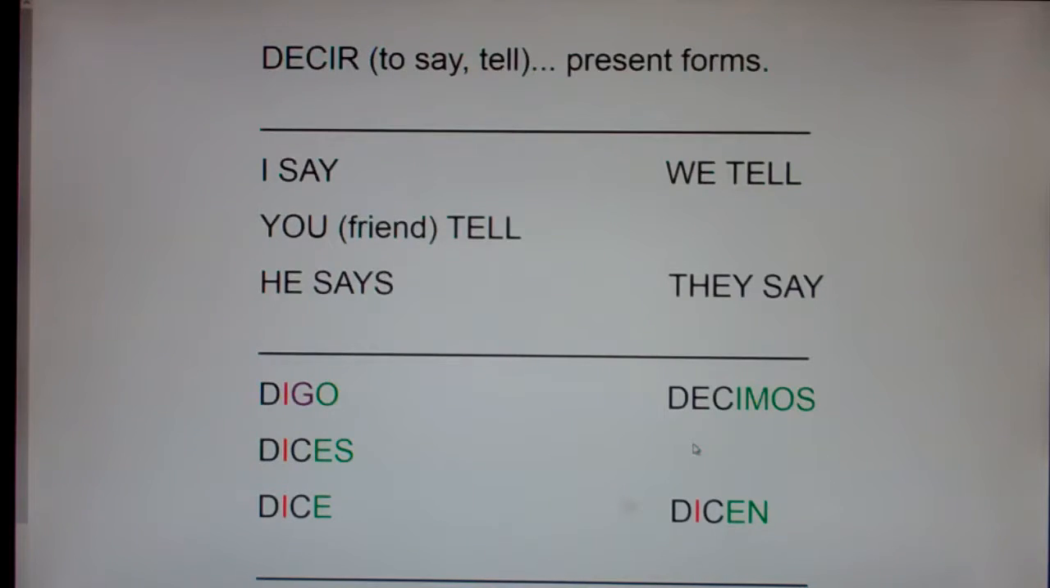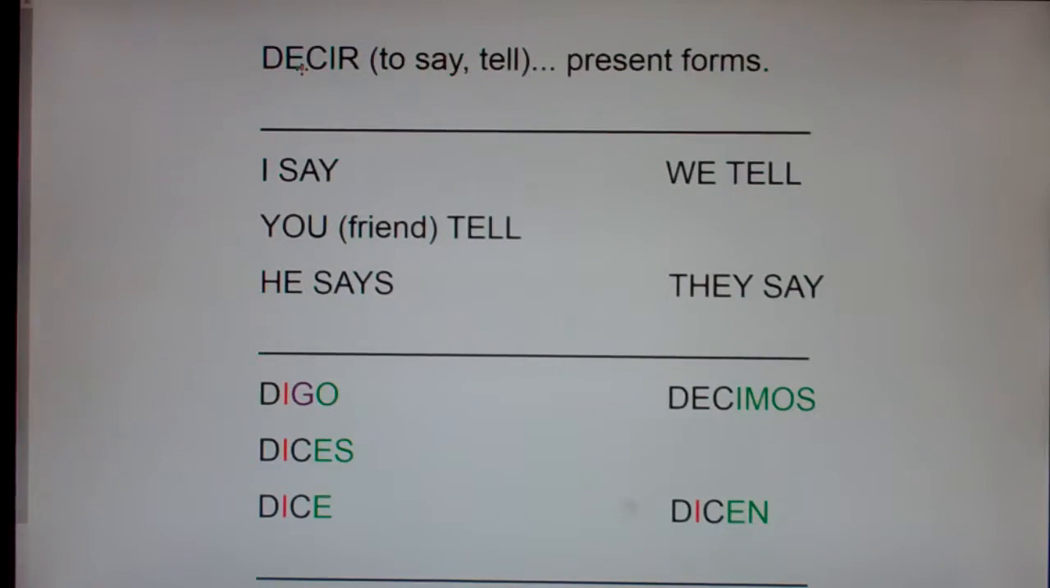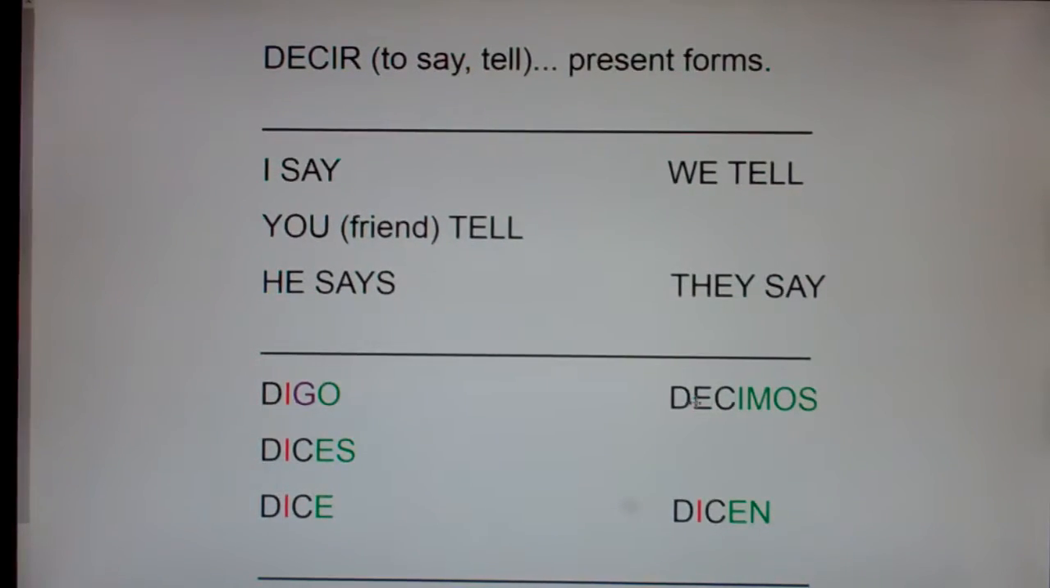Everybody listen and repeat. We keep our letter. We keep our letter. Notice it's an IR verb, so the we form ends in IMOS. And it's we keep our letter. The we form does not change. So really you could say we keep our letters.